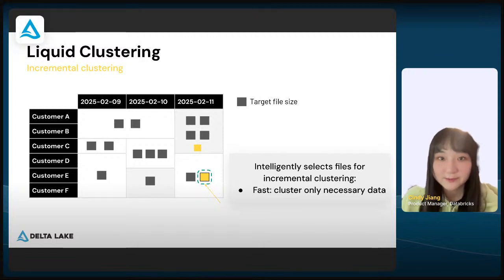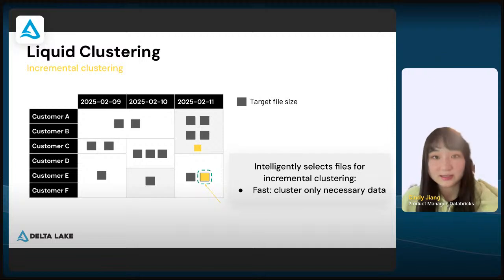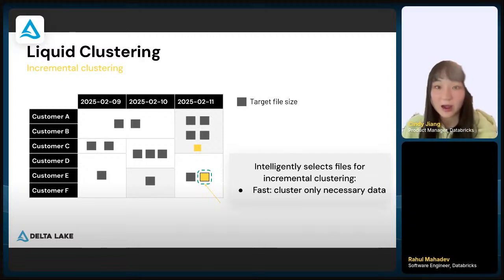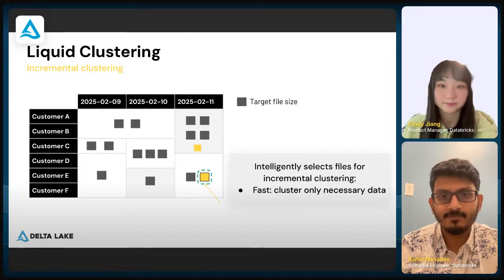So as a summary, liquid clustering can intelligently decide which files are needed for clustering and cluster the data only if the clustering quality or the file sizes can be improved. And this can reduce write amplification quite significantly, and in return, improves the overall clustering quality as well. Now I'll pass it on to Rahul to tell us more about how Liquid works under the hood.